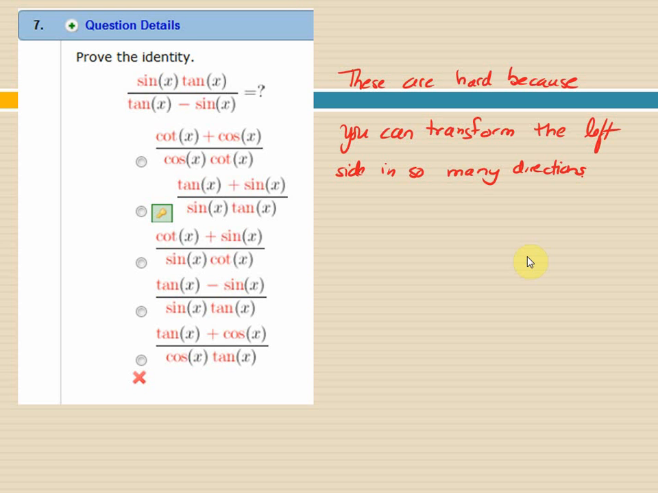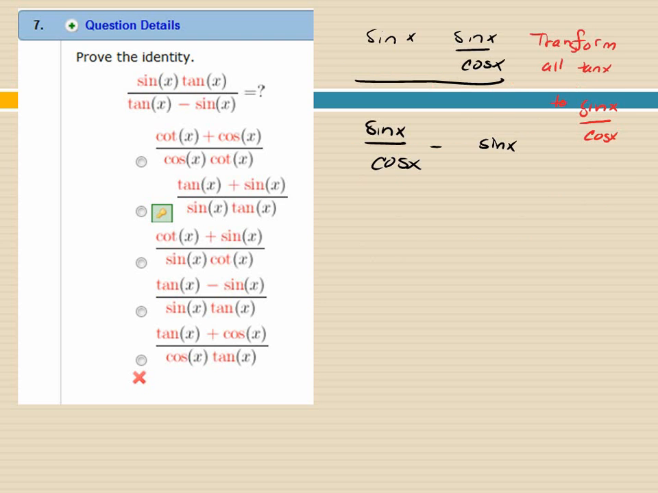Again, I'm writing things that I probably shouldn't have written, but these are hard because you can transform the left side in so many different directions. How do you know that you're going to hit on the exact expression that they want you to hit on? So I'm not going to ask you the question like this. I'm going to give you the top and ask you to reach the bottom from the top. Or you could get the answer and then show they're equal. Same old, transform everything to sines and cosines.